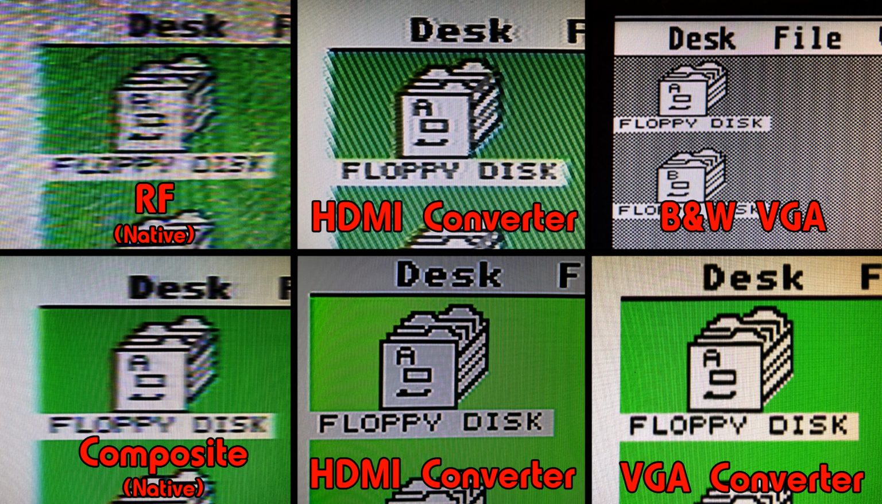Here we go. Just for fun, here's a comparison of the various signals you can get out of an Atari.